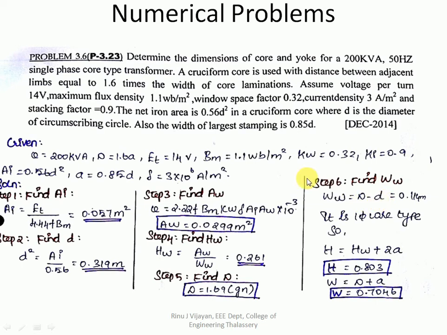In this problem it's very clearly given that capital D is equal to 1.6 times small a, and small a is equal to 0.85 times small d. The value of small d has been determined, so you can easily find the value of small a, and after substituting small a here you will be able to get the value of capital D. Once you know the values of capital D and small d, you can easily find the width of window by making the substitution here, and you will get the value as 0.114 meter.